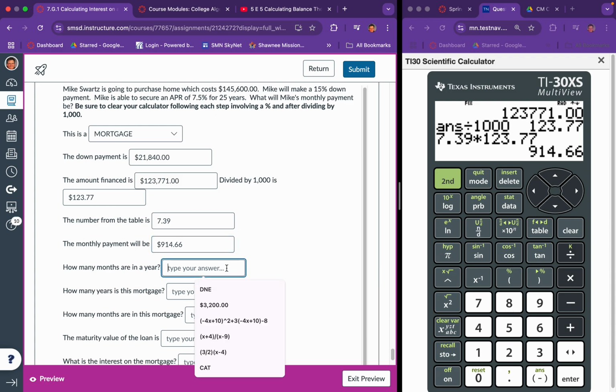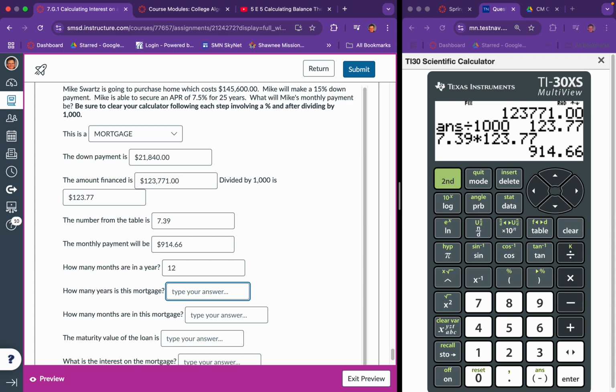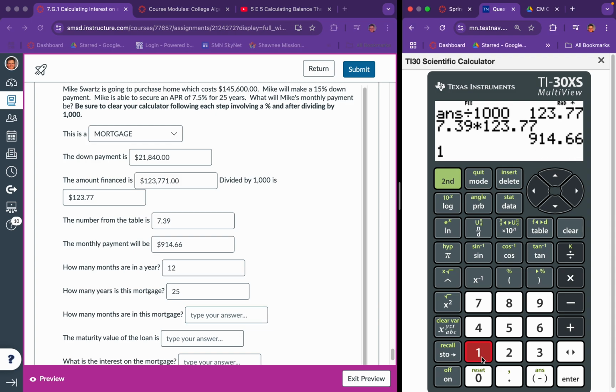How many months are in a year? There are 12 months in a year. How many years is this mortgage going to be? The mortgage is going to be 25 years. So if you take 12 times 25, and again, if you don't trust yourself to do that in your head, that is absolutely fine. Do it on your calculator. That's why we have them. 12 times 25 is 300. So you're going to make 300 payments in the amount of $914.66.